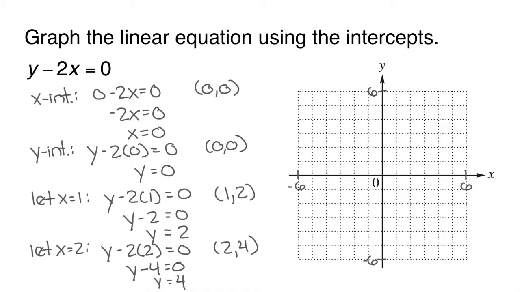Now we'll plot our points. Both the x and y intercepts are at the origin, so we plot a point at (0, 0). We also have the point (1, 2), so from the origin we move right 1 unit and up 2 units. And we have the point (2, 4), so from the origin we move right 2 units and up 4 units. Now we connect these 3 points with a straight line, drawing arrows on the ends in order to graph the equation.